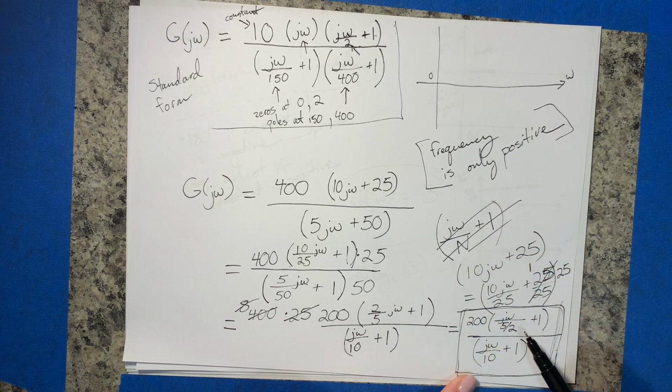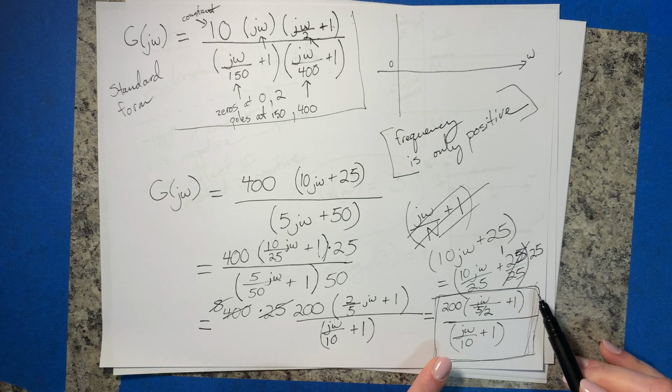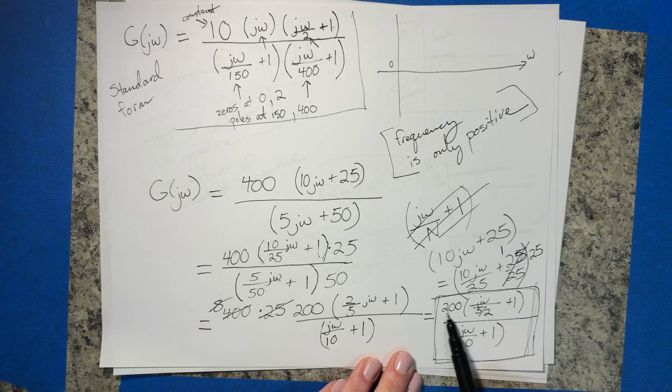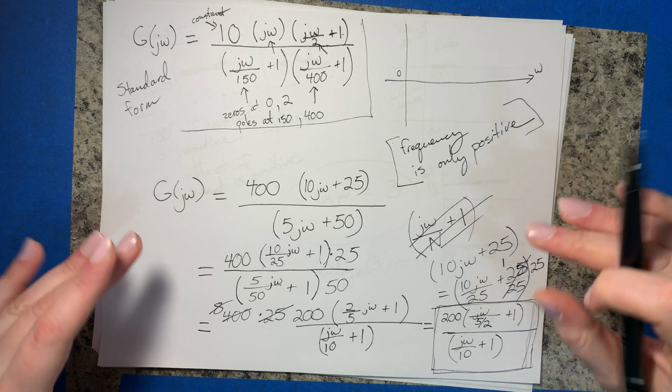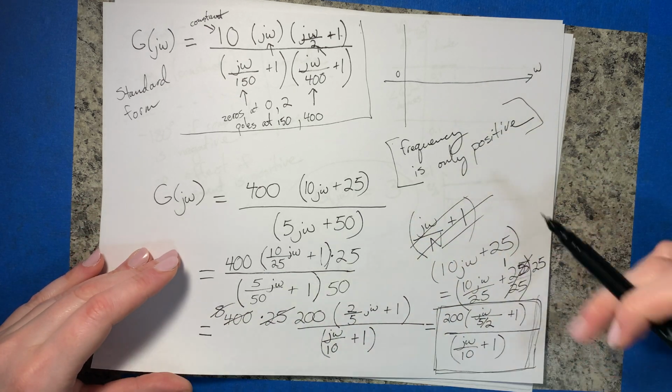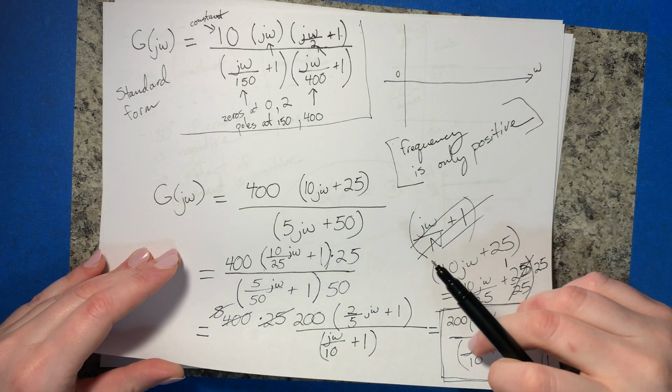I can look at this and easily identify that this is my constant, 200. This is a zero at 5/2. And then this is a pole at 10. So these values are critical frequencies for me, and this is my constant. These will all affect the Bode plot. So let's get into how the Bode plot looks versus all of these different features that might happen.